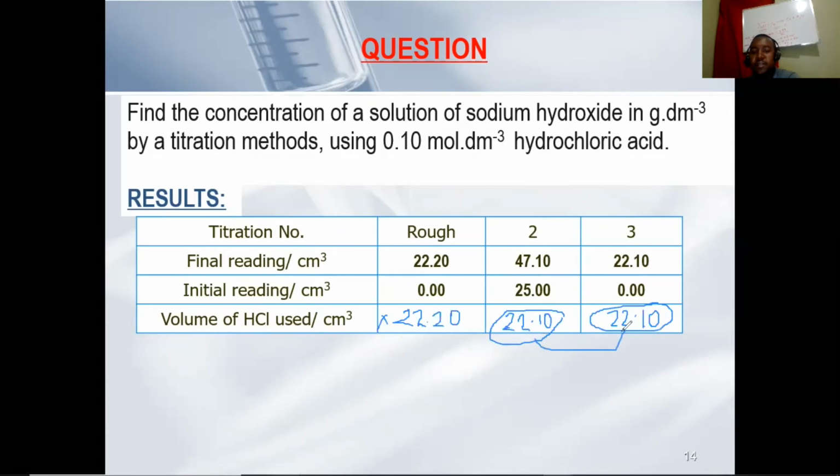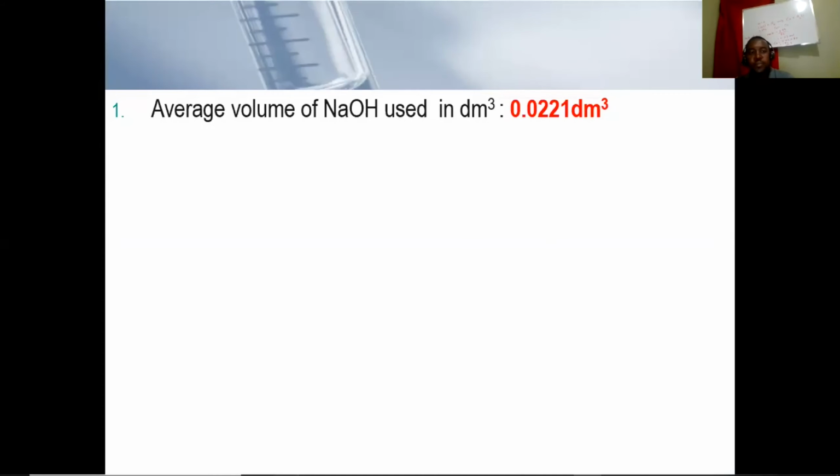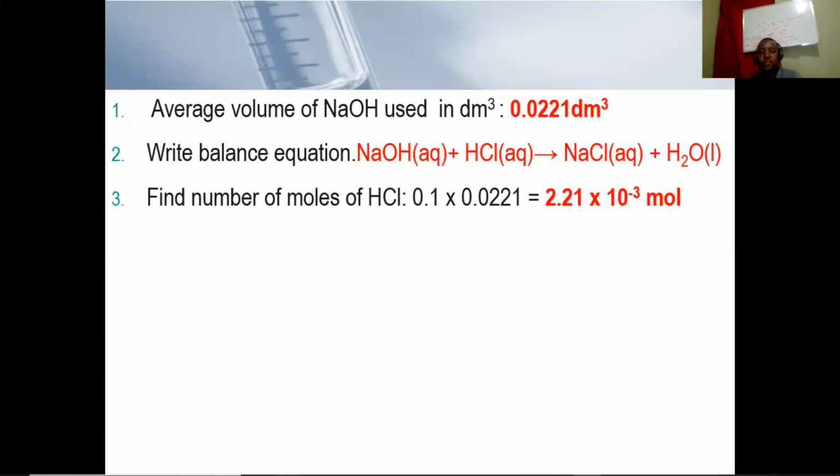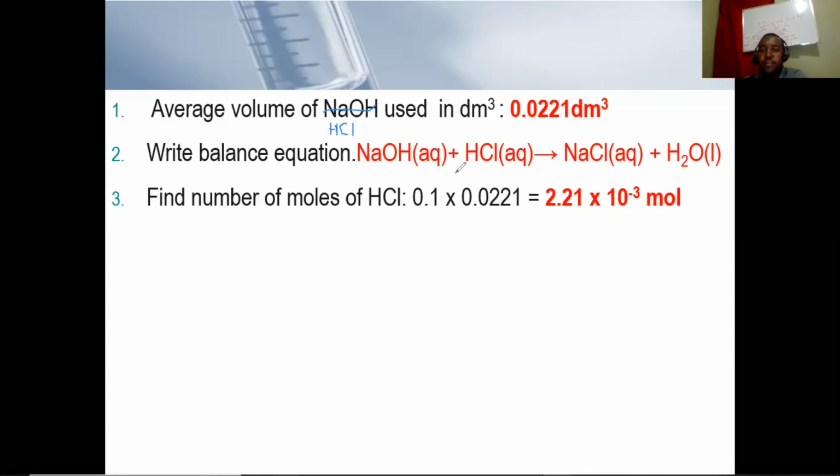Right, so these values will tell us that this is the volume of the acid that is used. So we have the volume of the acid now. So let's see how we use that to find the unknown. All right, so we have the volume of NaOH. All right, so write the chemical equation, ensure that it's balanced, right? And then we move towards finding the mole of your acid. Sorry, this NaOH at the top should be the HCl. So this right here is HCl, right?